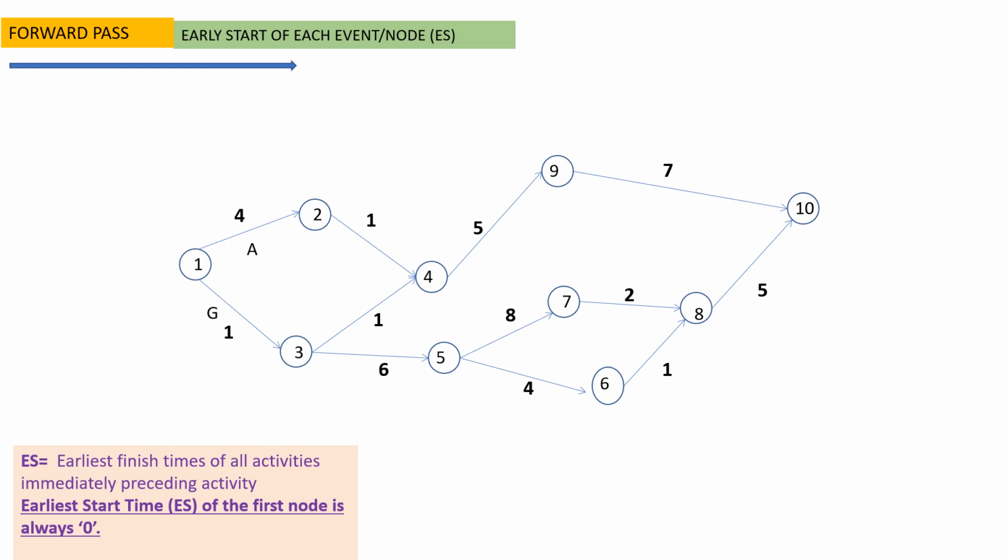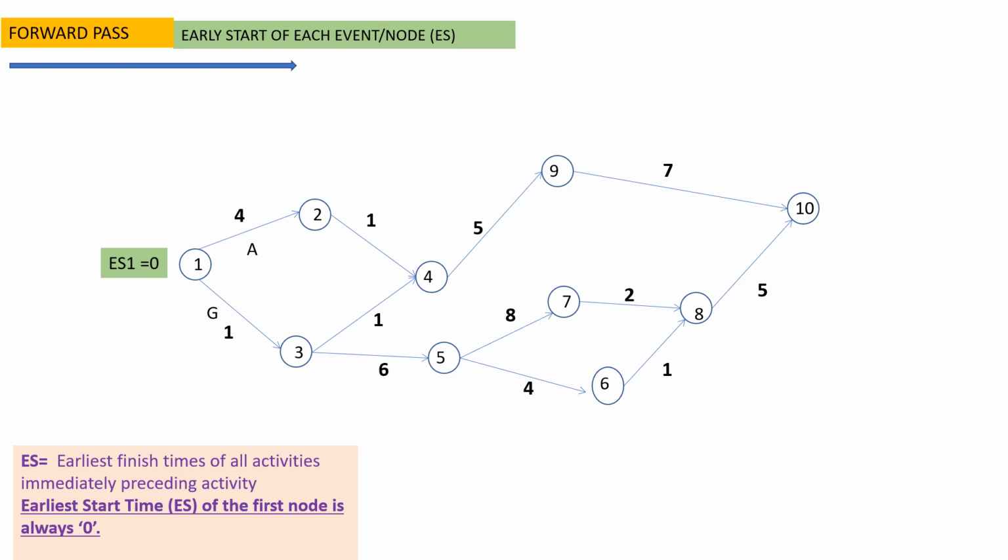While doing forward pass, early start time of the first node or the starting node is always taken as 0. In this network, the first node of the network or the beginning node or the beginning event is event 1. Therefore, early start of event 1, ES1, is 0.